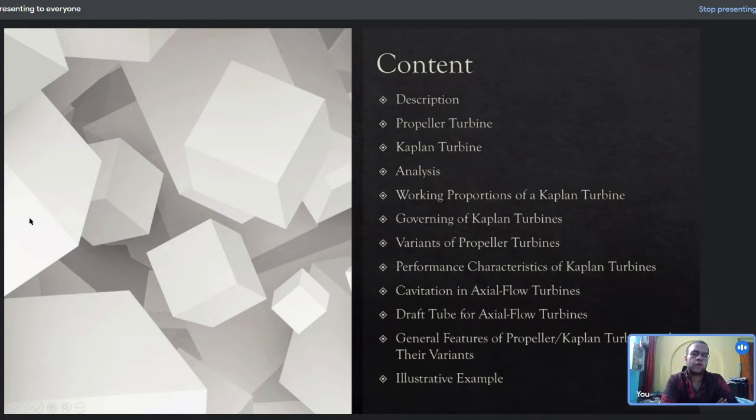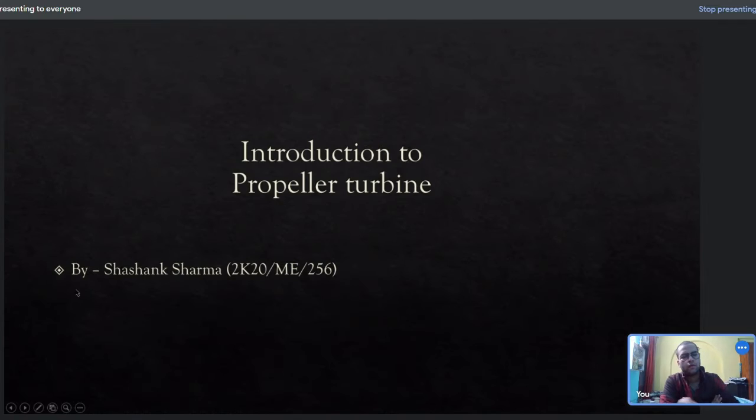The particular order in which we would be covering the sections of our video is as follows. Now to start the video with the introduction on propeller turbines, we have Shashank Sharma.